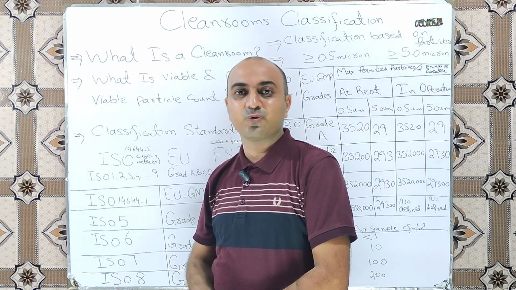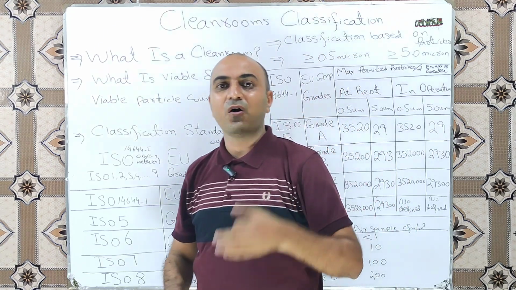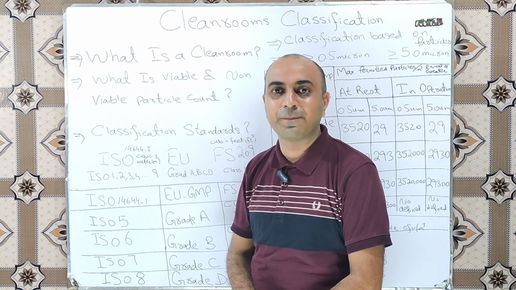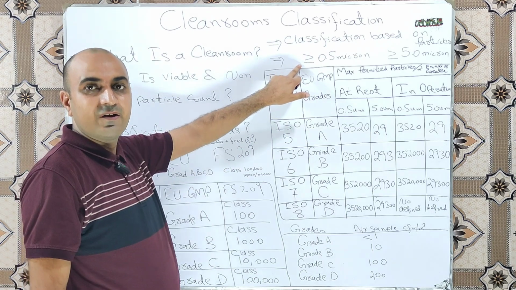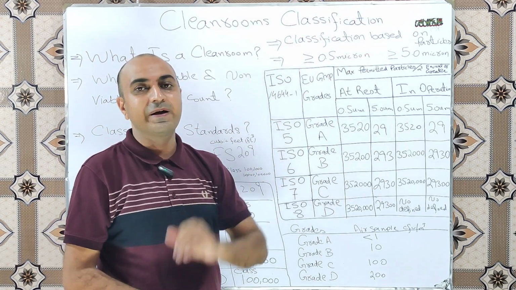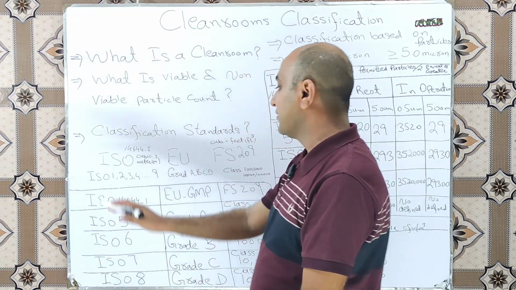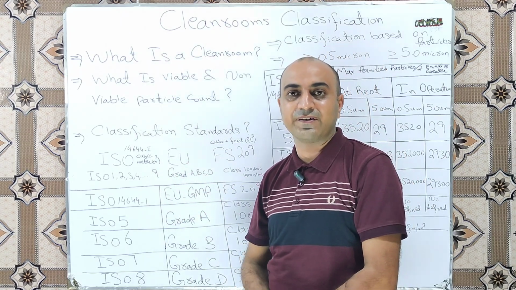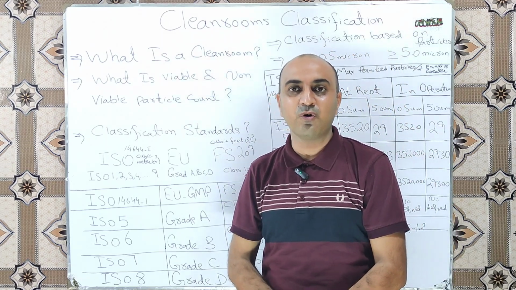Various standards are used to classify these clean rooms, and these standards classify them on the basis of particle size. Two of the most important particle sizes for clean room classification are greater than or equal to 0.5 micron and greater than or equal to 5 micron. So what are the various standards used for clean room classification? These are ISO standards, then EU or European standards, then FS 209, Federal Standard 209.